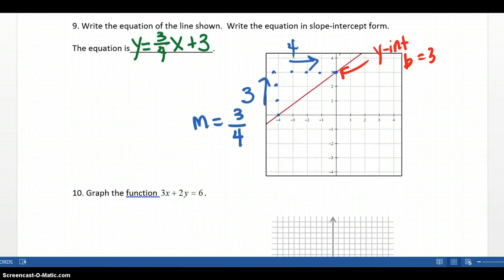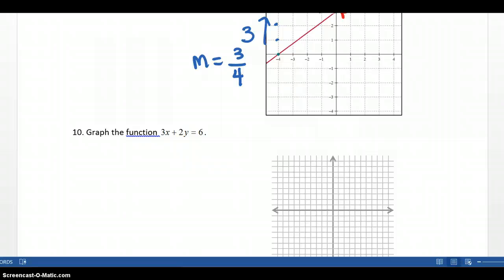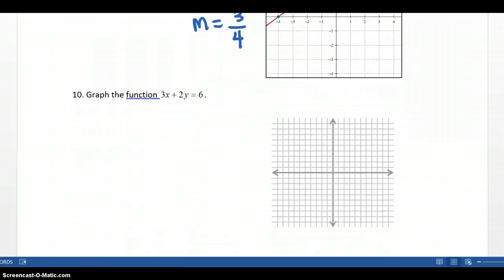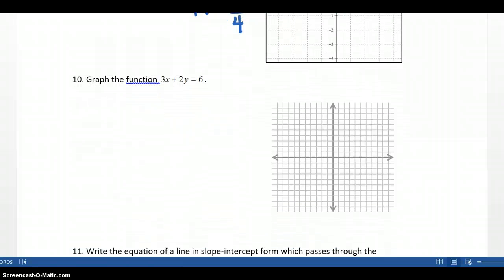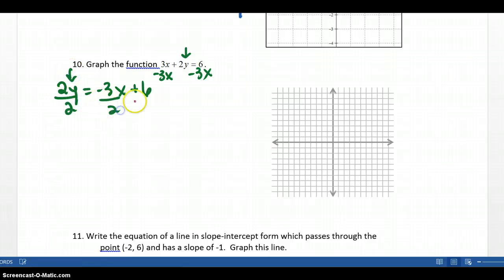Next, we're going to do this equation the other way. We are given a function 3x plus 2y equals 6. The first thing that we need to do is solve for our y. So I'm going to start by subtracting 3x. I now have 2y equals negative 3x plus 6. Again, I want y by itself, so we need to divide everything by 2. Y equals negative 3/2x plus 3.